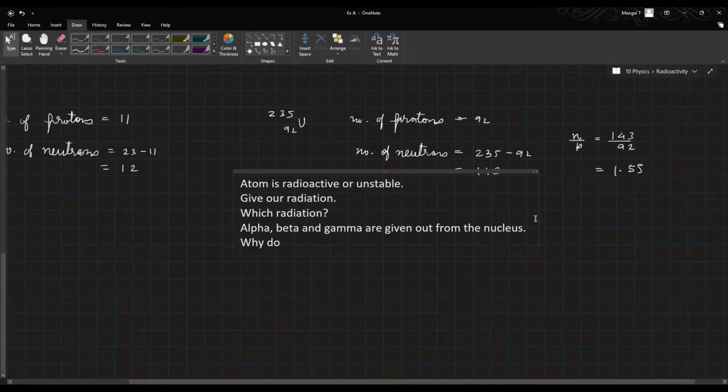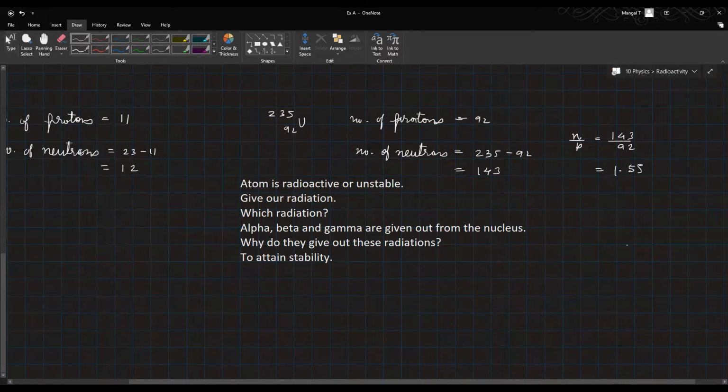Now, why do they give out these radiations? To attain stability, to become stable. Now, what is the meaning of becoming stable? The meaning of becoming stable is that inside the nucleus, the number of protons and number of neutrons must be almost equal, or the ratio should be less than 1.5. Is that clear to everyone?